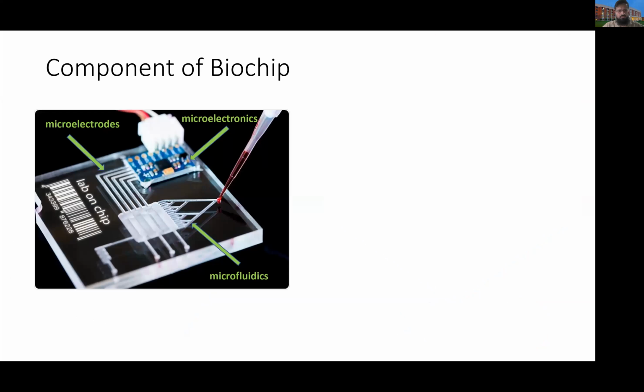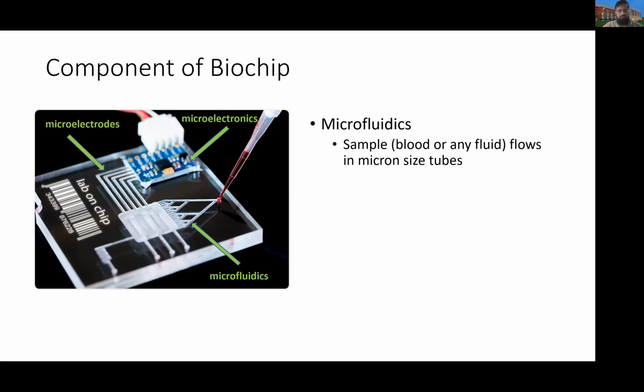If we focus on the components that this biochip has, you will see that there are three main things. One is the microfluidic part. Microfluidic part means that there are channels of micrometer size, and inside those channels, your blood sample will flow.